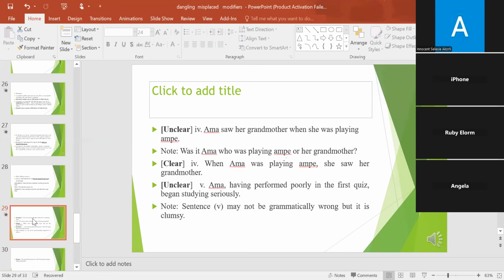So we explained that if it was Amma who was playing ampe, you must make it clear. If it was the grandmother who was playing ampe, you must make it clear. There is no law preventing grandmothers from playing ampe, but in our writing, we want to make things clear. So, was it Amma who was playing ampe or her grandmother? Clear: when Amma was playing ampe, she saw her grandmother. This is clear. Now, assuming that it was the grandmother who was playing ampe, how will we reconstruct the sentence?